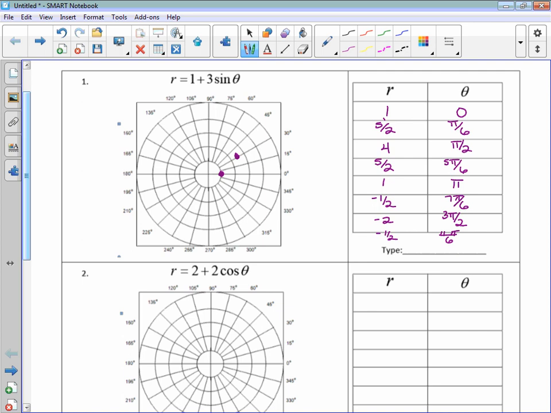Then I go 4 to pi over 2. Then I go 2.5 again, all the way to 5 pi over 6, which is 150 degrees. All right. I'm going to go 1 and then travel around pi.